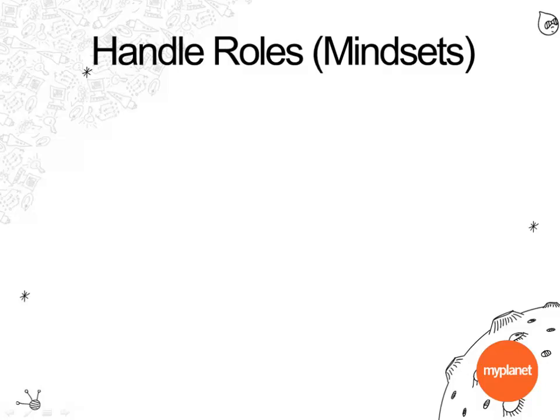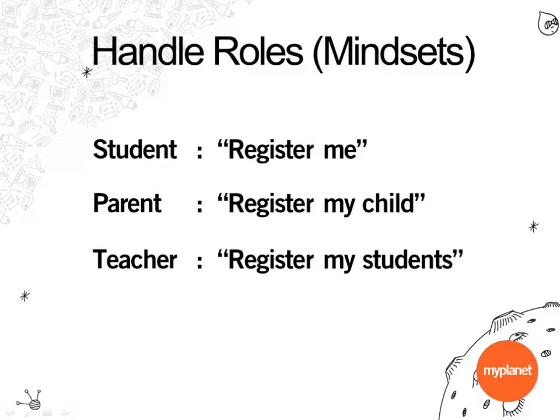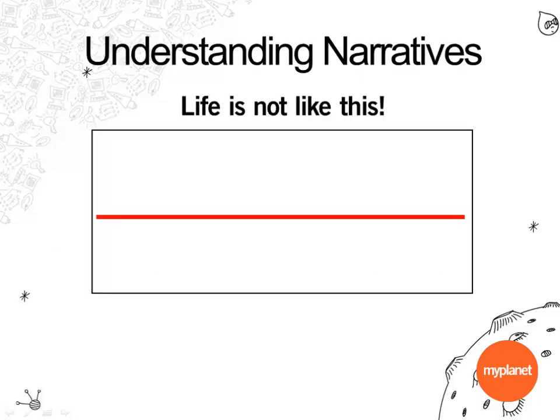And then we have to handle roles. A good way to look at roles is in terms of mindsets. We have three. We have the student, we have the parent, we have the teacher, and the mindsets are register me, register my child, or register my students. They're quite different, they're subtle. It's a subtle difference, but they are different. Enough different that it confused our user, and he spoke verbally or extensively about that. And of course, they're all different usage contexts.